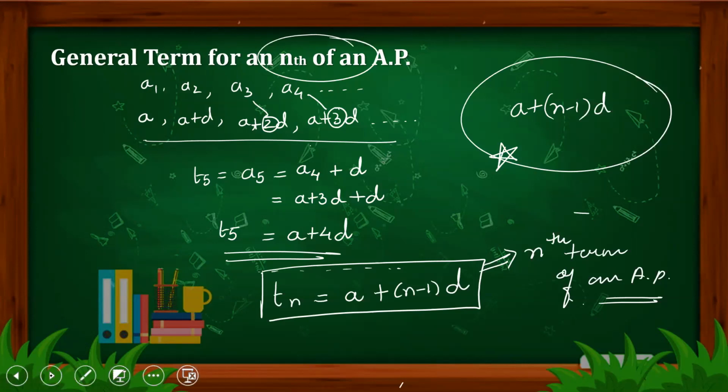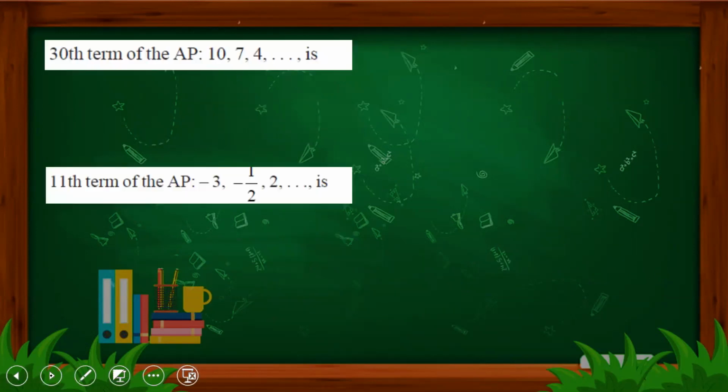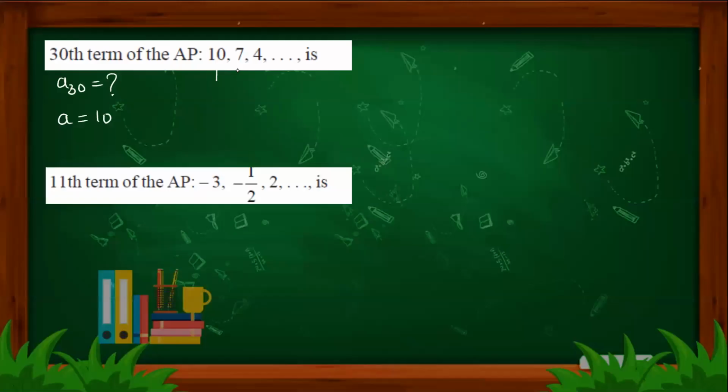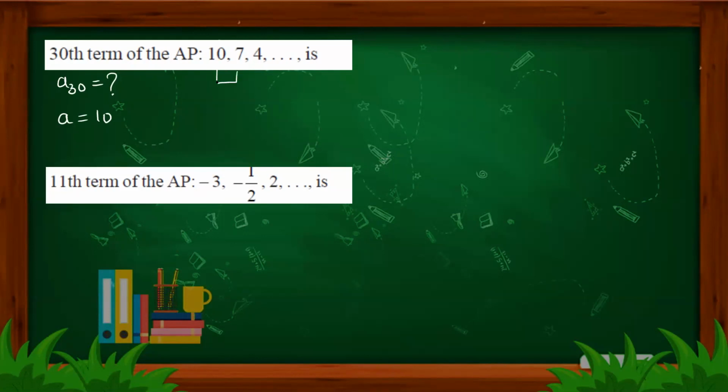So now let us solve a few questions. It says find the 30th term of this AP, so we need to calculate T30 or A30 for that matter. AP is given. Now, according to the AP, can you tell me what will be the first term? Obviously, the first term will be A, so A is going to be 10. And if you observe, what will be D? Second term minus first term is going to be D. 7 minus 10 is minus 3. Just to recheck, 4 minus 7 is again minus 3. So your D is minus 3.